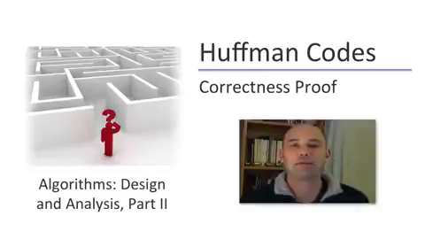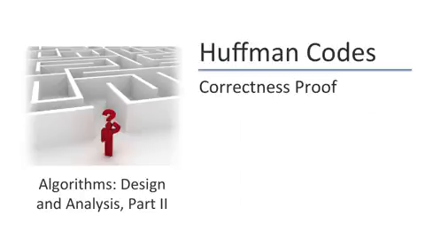In this video, we'll establish the correctness of Huffman's algorithm, meaning that the greedy algorithm always computes the prefix-free binary code that minimizes the average encoding length.